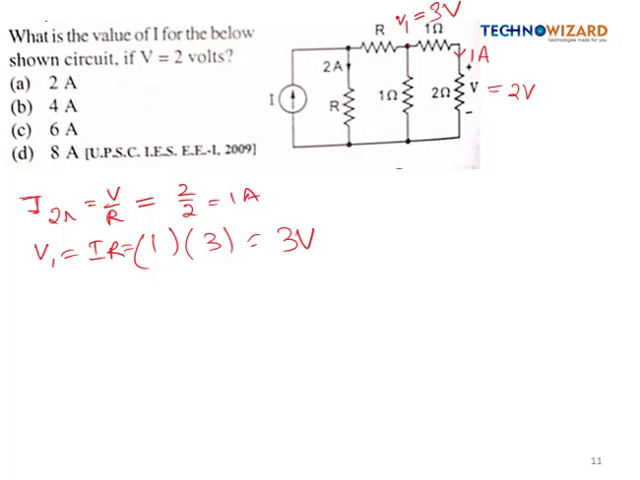So if V1 is 3 volt, we can find the current through this 1 ohm, which will be 3 by 1. So here 3 ampere current is flowing, right? So here 1 ampere current is flowing, here 3. So definitely from here 4 ampere current must come, right, by the KCL equation. Similarly we can apply the KCL at this node. Here 2 ampere current is flowing, here 4. So definitely from here 6 ampere current must come. So for this question option C is correct, right?